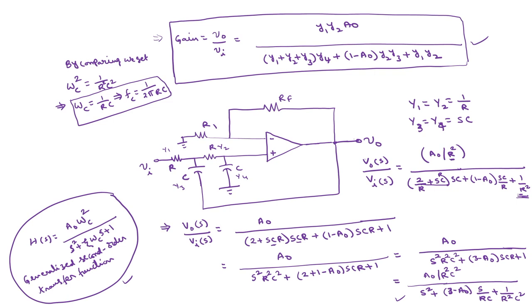And what is the damping factor? Zeta is called the damping factor. This is the cutoff frequency. Zeta into omega C is equal to, this will be equal to (3 minus A0) times 1 by RC, but omega C into RC is equal to 1. So zeta is 3 minus A0.